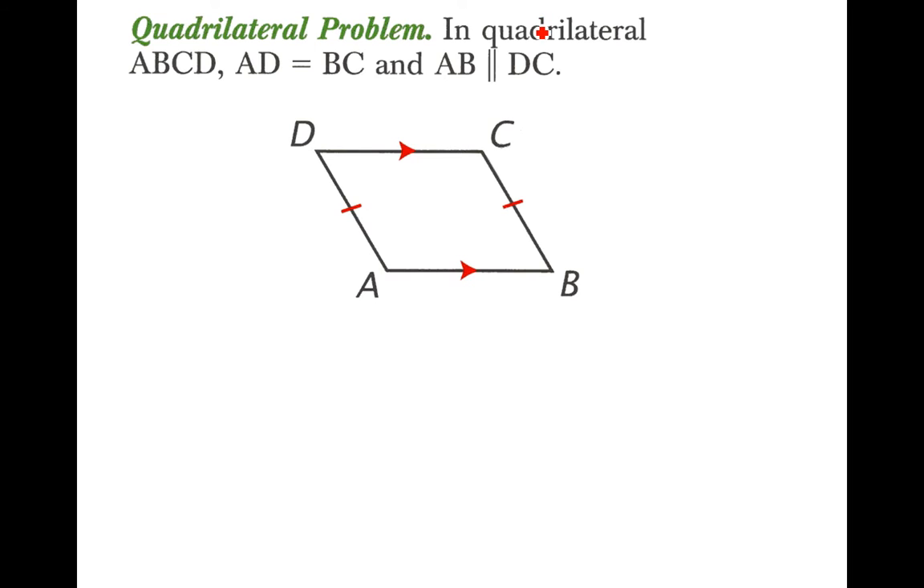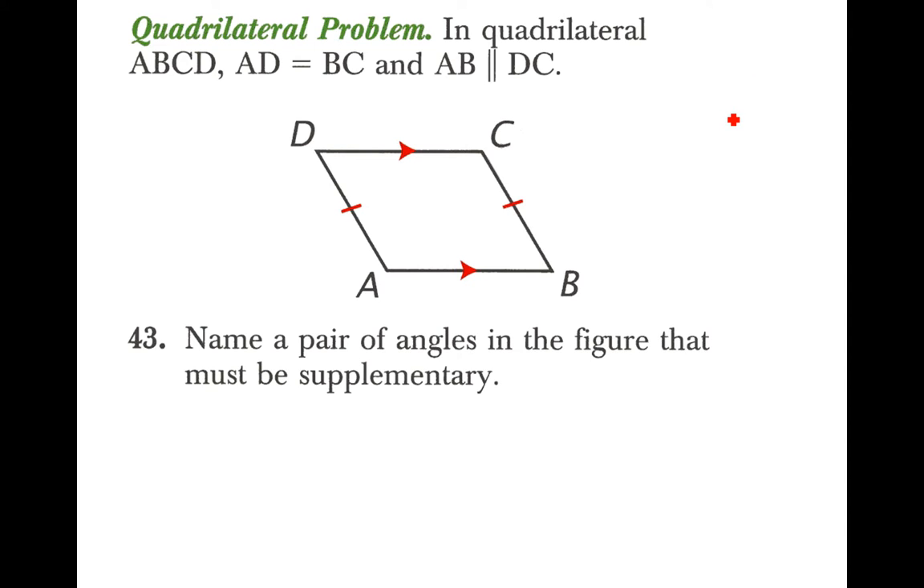All right, we've got a quadrilateral here. This is actually a preview of the next chapter a little bit. And you see the markings here. AD equals CB, and these two sides are parallel. Those are givens. Keep those in mind.